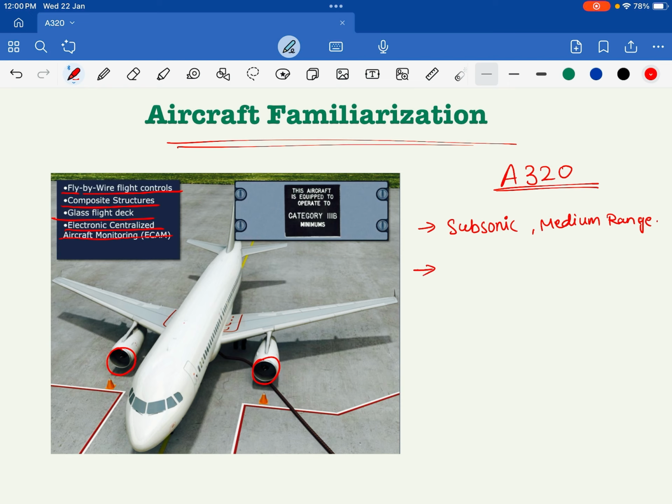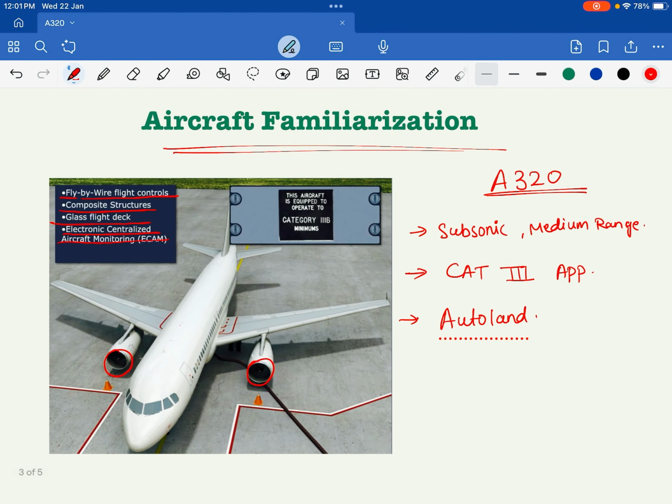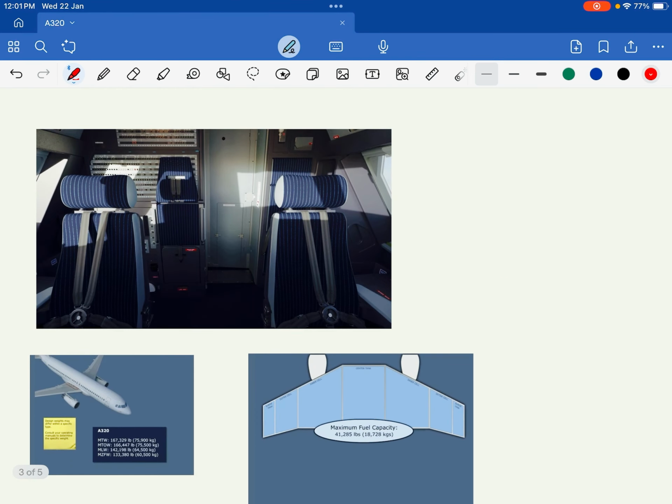The next important feature of A320 is that it is capable of CAT-3 approaches. The next feature is it has an auto land feature. So the A320 can automatically land on the runway without any pilot inputs. Okay, so this was the basic understanding of the aircraft. Let's move forward. Next thing which we will discuss is the crew requirement.